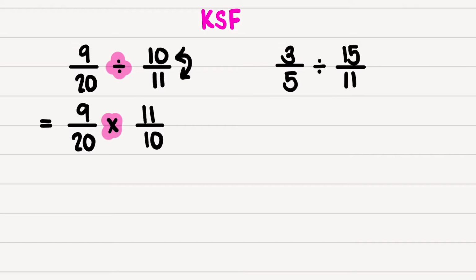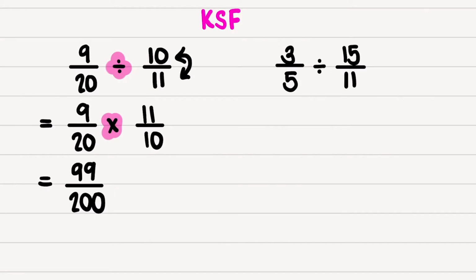I'm going to do the same multiplication, so I'm going to check if I can cancel anything, and in this case I can't. So what I'm going to do is I'm going to multiply top with top, numerator with numerator, bottom with bottom, denominator with denominator. So 9 times 11 is 99 over 20 times 10, which is 200.